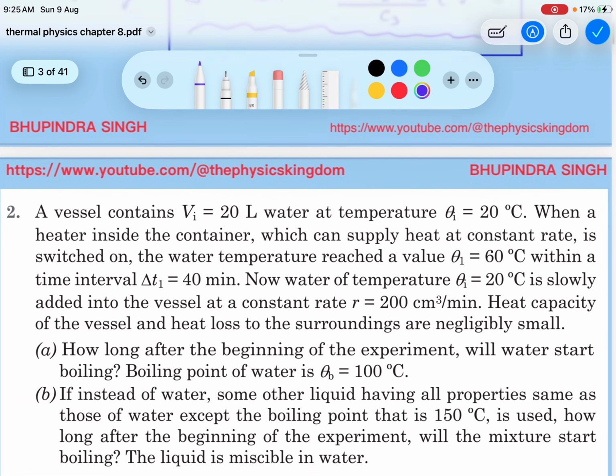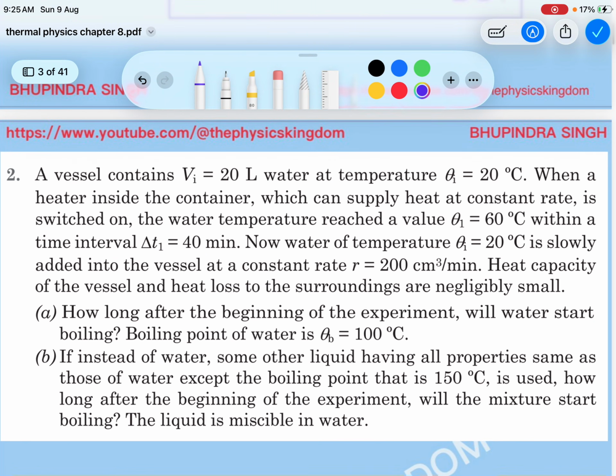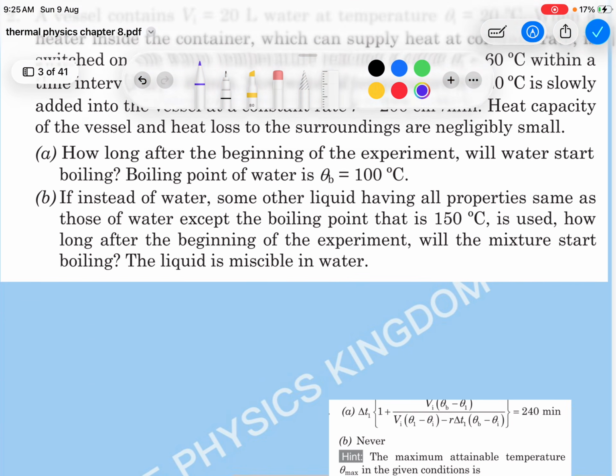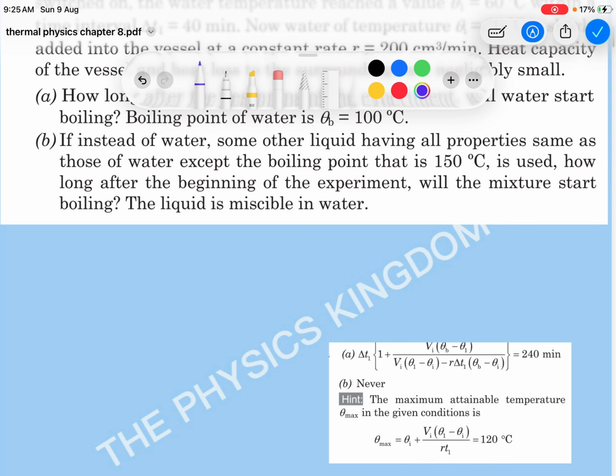Okay. Now you see this question number 2. First, as I said, try to do it by yourself. Pause your screen here. Understand the language properly. Okay. Now the answer of this question is this: 240 minutes for part A, and for part B, never.